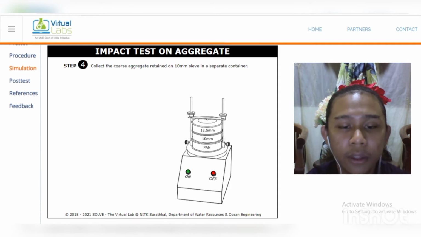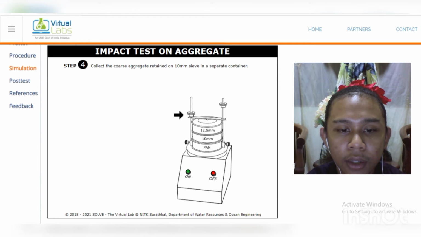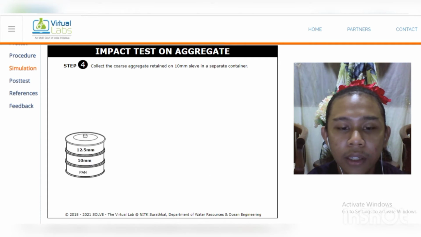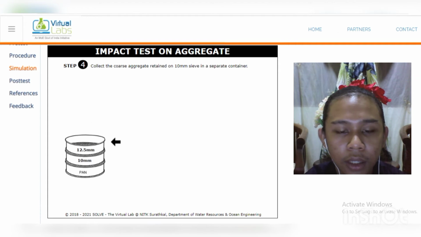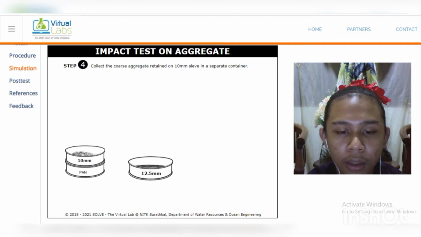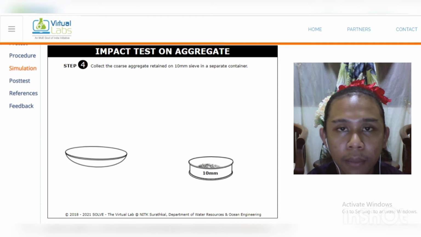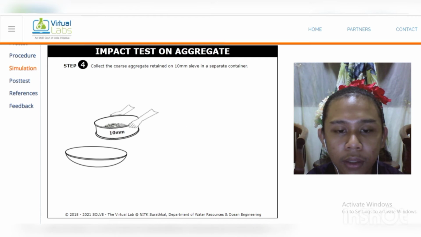So for step 4, collect the coarse aggregate retained on 10 mm sieve in a separate container. Okay, firstly we open the holder of the mechanical shaker and we take the 10 mm sieve and put it in the separate container.